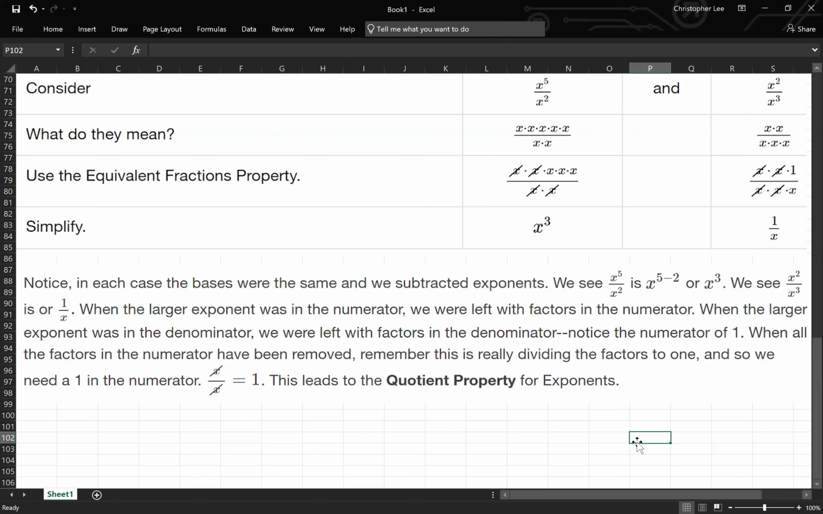Notice the numerator of 1: when all the factors in the numerator have been removed, this is really dividing the factors to 1, and so we need a 1 in the numerator. So x divided by x is equal to 1. This leads us to the quotient property for exponents. That's where we're at, the quotient property for exponents.